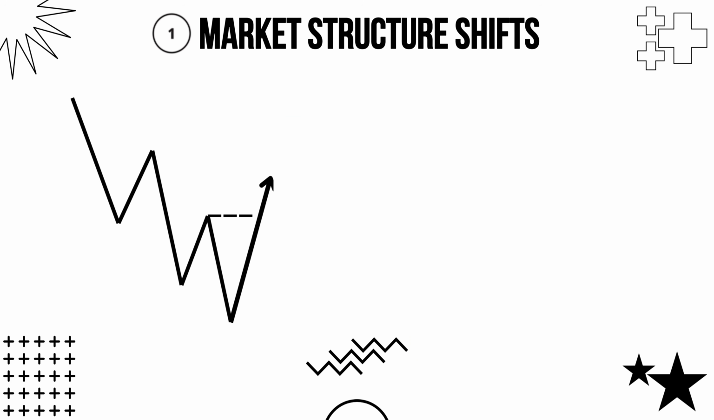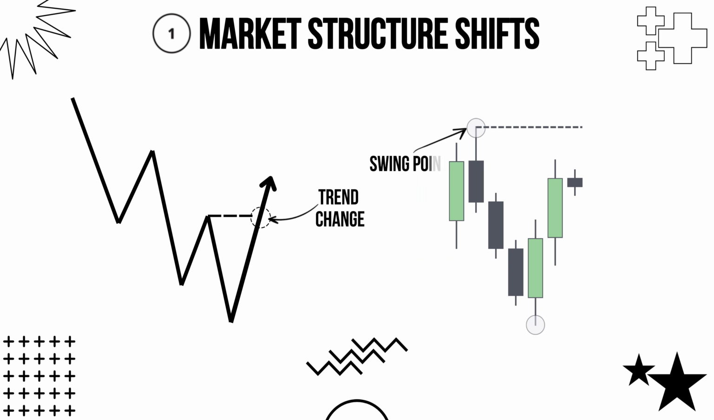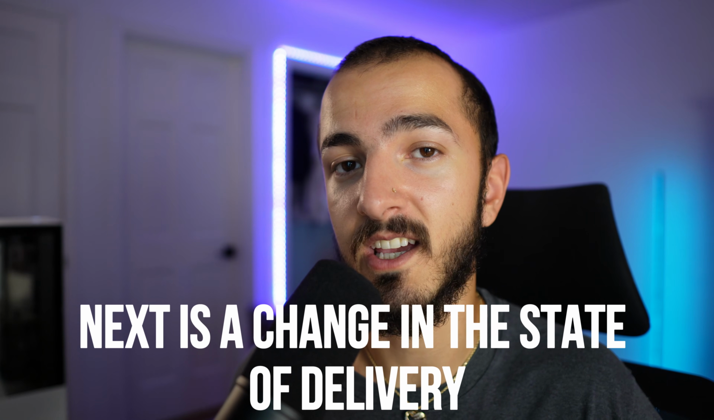Market structure shifts are simply a change in trend. Basically, we are just focusing on the swing point where the change in trend happens. We want to see price displaced through that swing point, aka create a fair value gap through that swing point, shifting the trend.